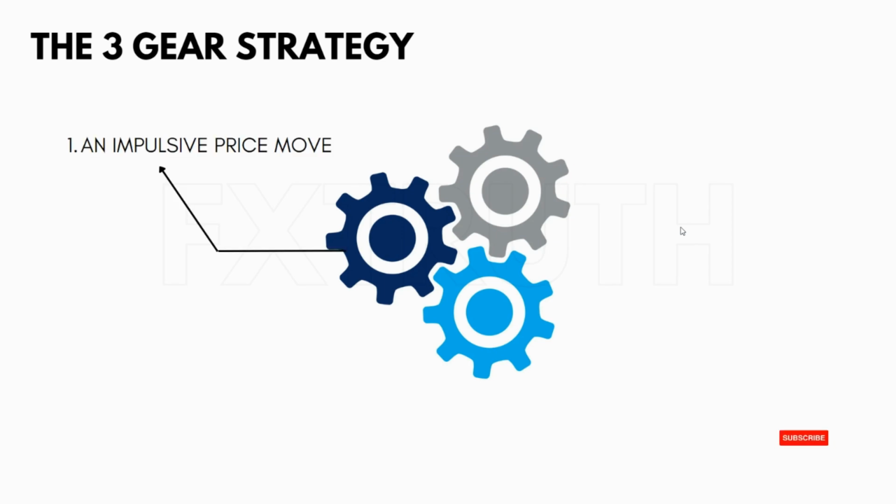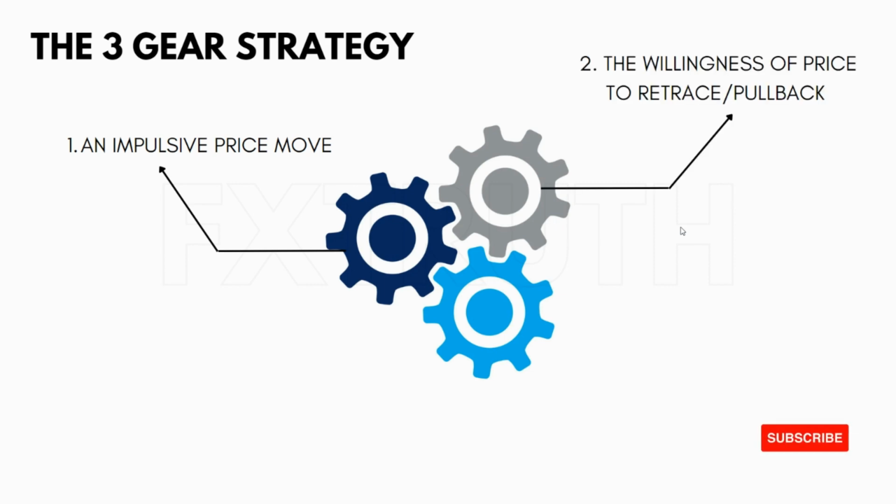The first gear is an impulse price move. The second gear is the willingness of price to retrace or pull back. So after you've seen an impulse price move, which is the first gear, the second gear you want to see is the willingness of price to retrace or pull back. And the third, which is also the last gear, is an SMC reversal pattern, which stands for smart money concept reversal pattern. That's all you need to see. So this is what makes up the three gear strategy.